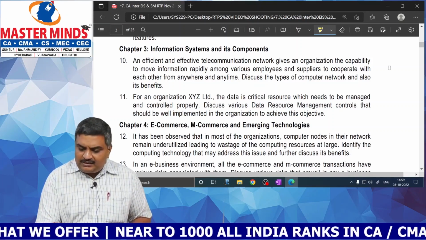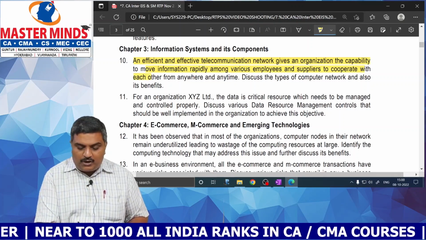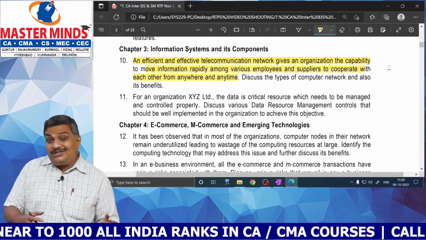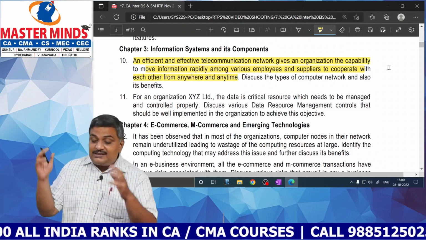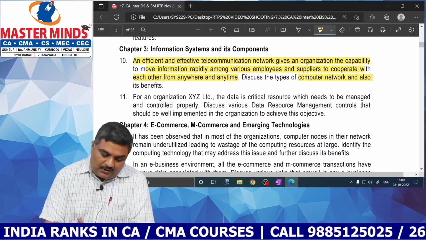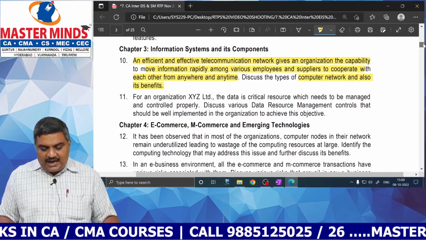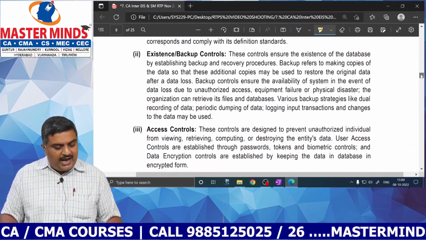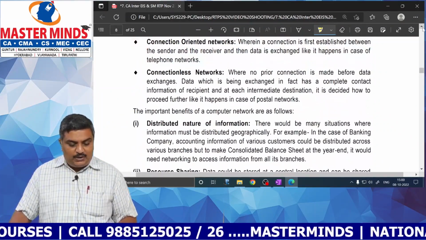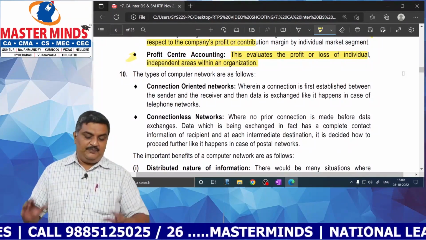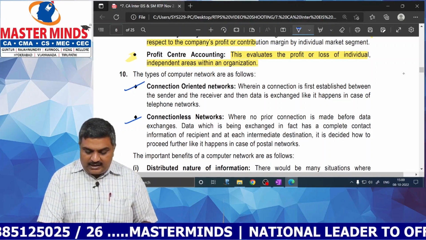So now, what is this all? This is all the advantage that we get from a network to an organization, either to an organization or to an individual. And now, what is the question being asked here? Discuss the types of computer network and also its benefits. Very easy question. Different types of computer network. We already know we have two types of computer networks in our syllabus, connection oriented networks and connectionless networks.